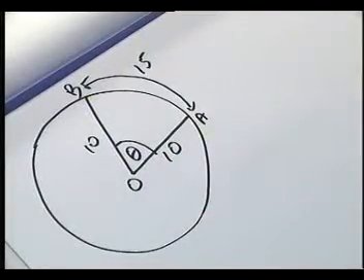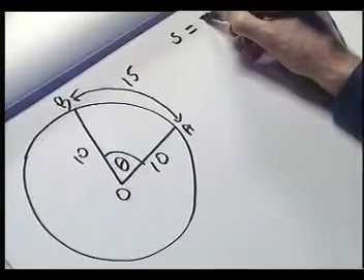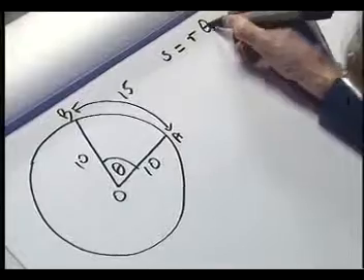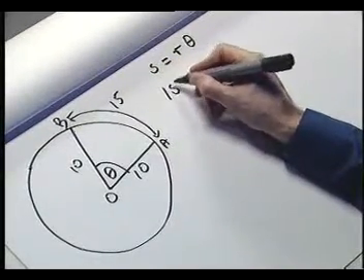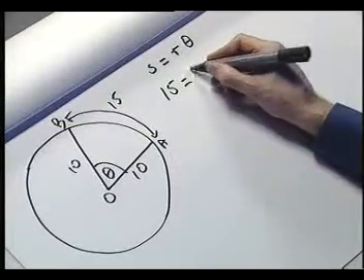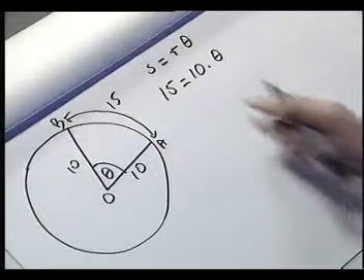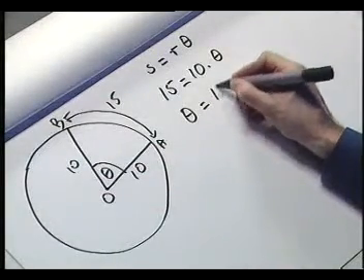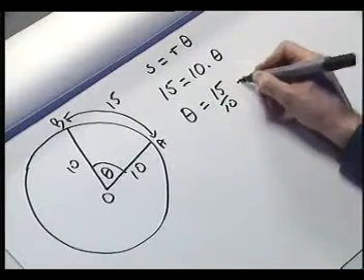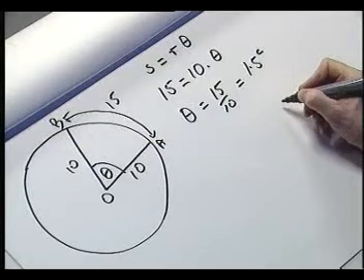OAB? So let's begin with our formula for arc length. S equals r theta. Our arc length is 15, our radius is 10, and the angle is theta. So we divide both sides by 10 to give us theta is 15 over 10, which is 1.5 radians.